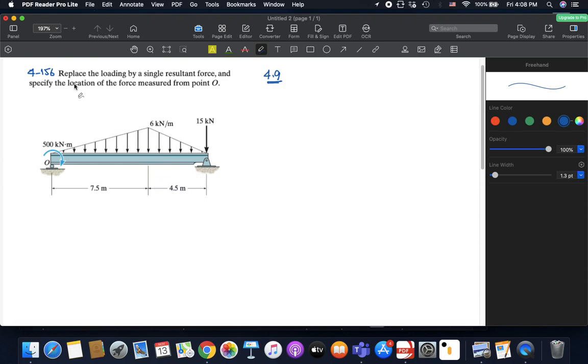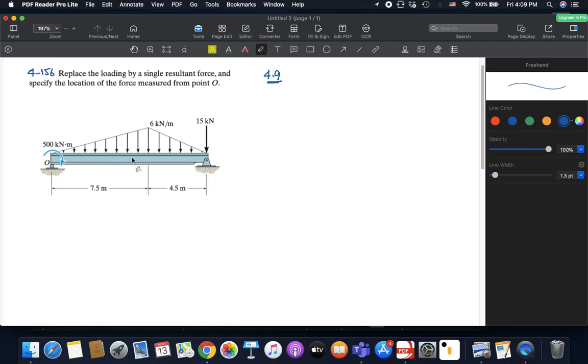Now the question is asking us to replace the loading by a single resultant force. That means we have to replace this distributed loading, the point loading, and the moment by one single force, which is the same thing that we used to do back in 4.8. So how do we think in such situations?